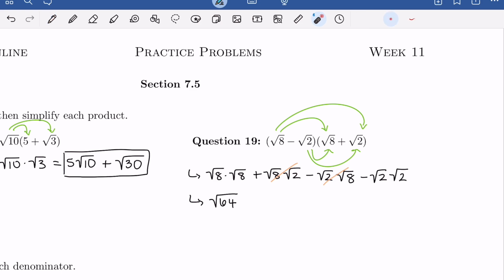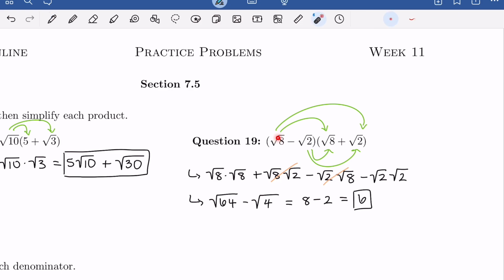And then our last term here, again, we have the square root of both of these guys, so we can multiply them under one radical symbol here. So this would be minus the square root of 2 times 2, which is the square root of 4. Now, taking the square root of both of these guys, the square root of 64 is 8, and the square root of 4 is 2. So in this case, our final answer is going to be 6.